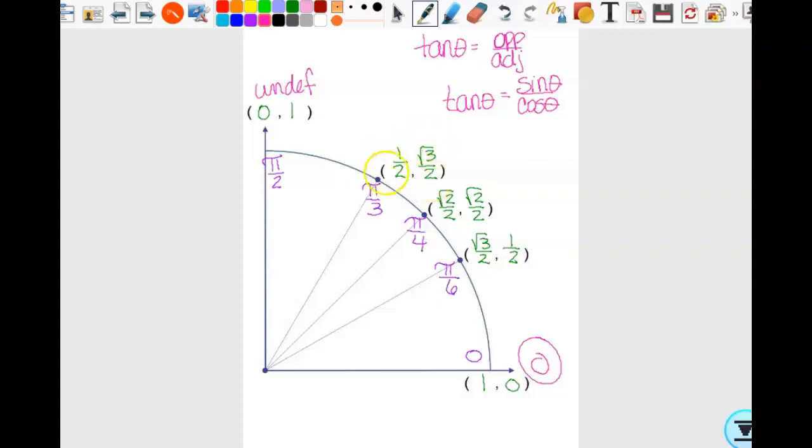All right, so now we'll do pi thirds. That's going to be sine over cosine. And you're not going to have to do this work every time, but I want you to see where it's coming from. Square root of 3 over 2 divided by 1/2. That's what's happening. So that's the square root of 3 over 2 times 2 over 1. That's where we get square root of 3.